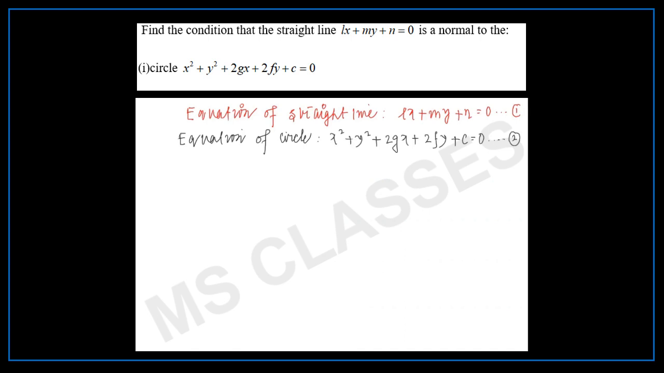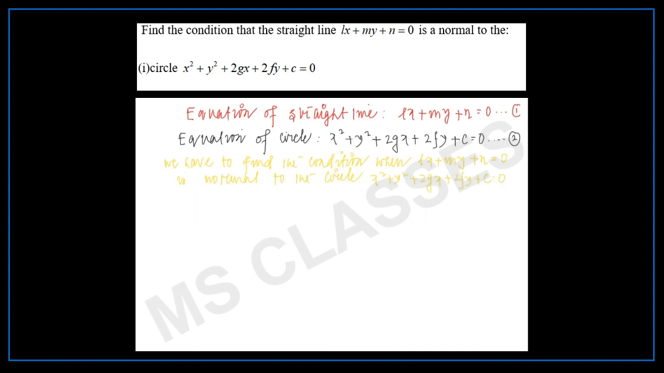Now here we have to find the condition when the line Lx + my + n = 0 is normal to the circle x² + y² + 2gx + 2fy + c = 0.